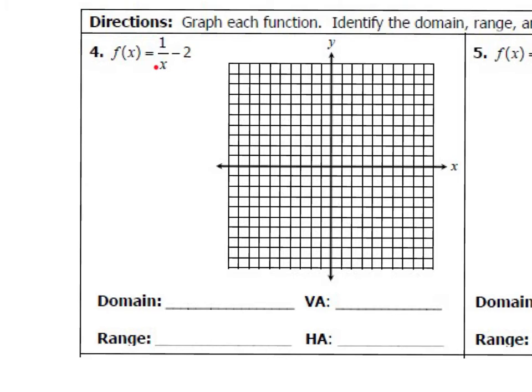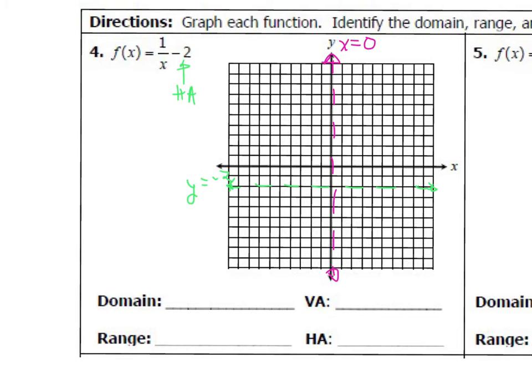Since nothing's being added or subtracted to the x, I know that my vertical asymptote has not moved, that it is still here. And you need to label it as x equals 0. Then this is going to be my horizontal asymptote. It's moved to -2 because it's the same sign as what we see there. So the first thing we do when we graph these hyperbolas is to graph their asymptotes.